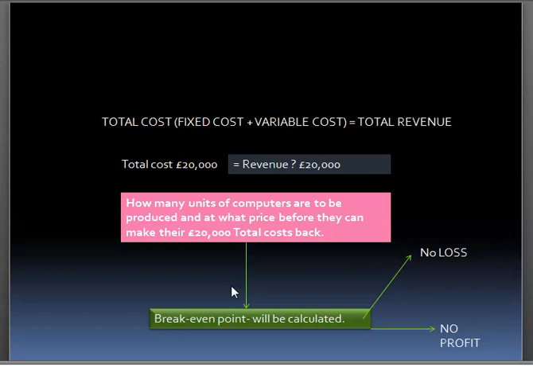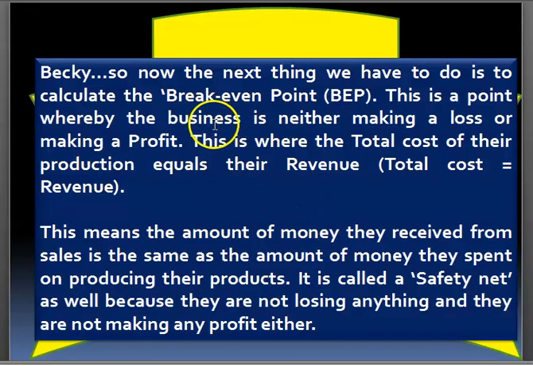Let me just leave that for now. Let me go back to the analysis. So this is what we're trying to do now, the break-even point. I'm going to recap. The next thing we're going to have to do is to calculate the break-even point, sometimes called BEP, which stands for break-even point. This is a point whereby the business is neither making a loss nor making a profit. This is where the total cost of their production equals their revenue.